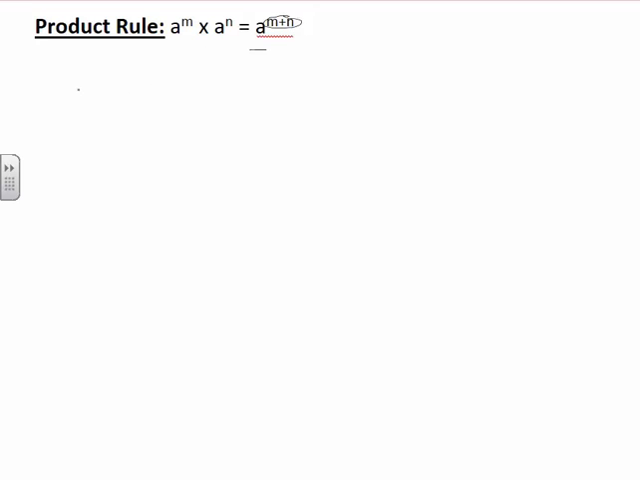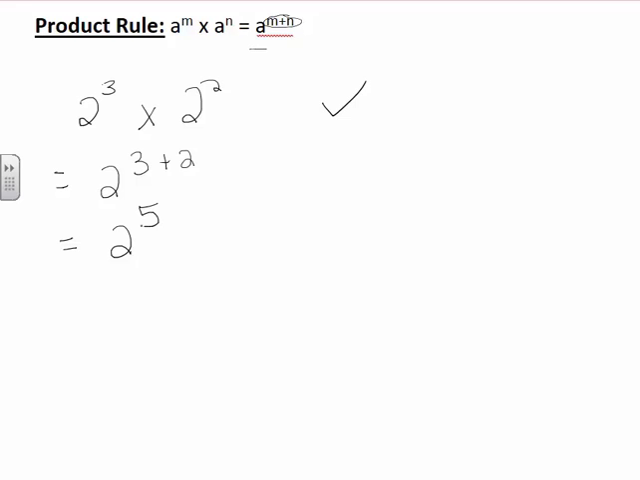So for example, if we were asked to evaluate 2 to the exponent 3 times 2 to the exponent 2, first check, yep, we have the same base, they're both 2s, so we can proceed with this rule. So then by this rule, we know that it's equivalent to 2 to the exponent 3 plus 2, which is simply 2 to the exponent 5, which is 2 times 2 times 2 times 2 times 2, and then finally our final answer of 32.